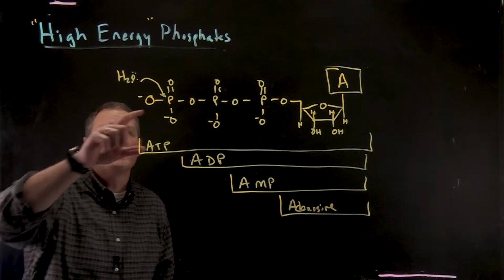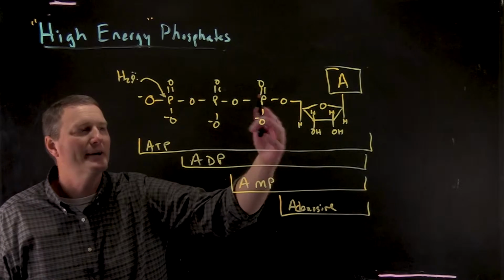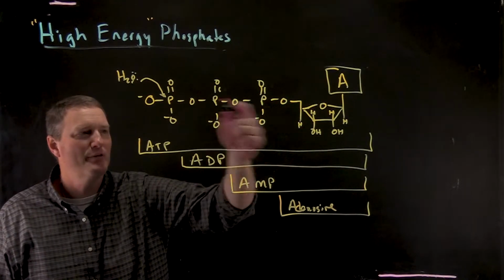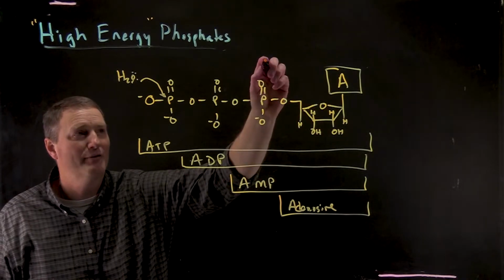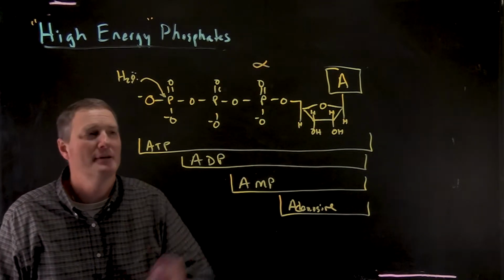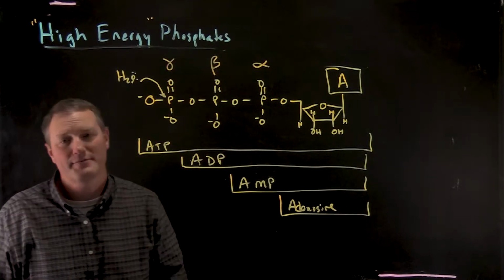Okay, so each of these phosphates has a particular name associated with it. Let's just show that here. When you are talking about the 3 phosphates of ATP, the first phosphate that's closest to the sugar is called the alpha phosphate. So we just write the Greek letter alpha. The middle one is called the beta. The terminal one is called the gamma phosphate.